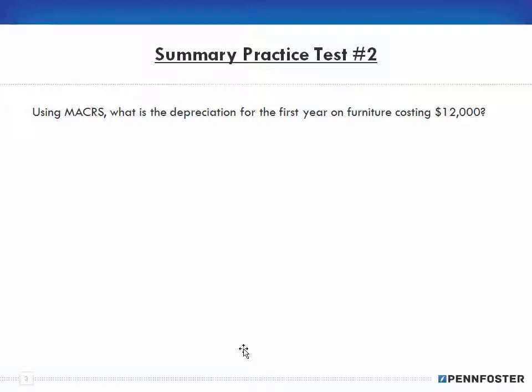Number two, using MACRS, what is the depreciation for the first year on furniture costing $12,000? Remember, with MACRS, we have to use two different tables. The first thing we have to do is find the number of years, for some reason my digital pen is acting up on me, as an asset class. And then we have to look at the table to find the percentages.